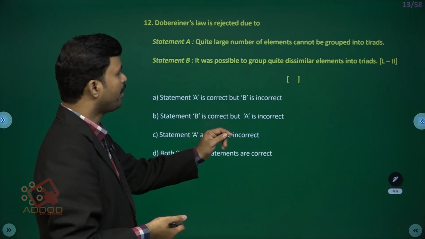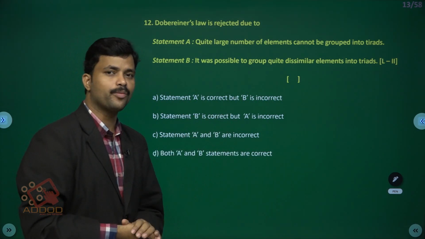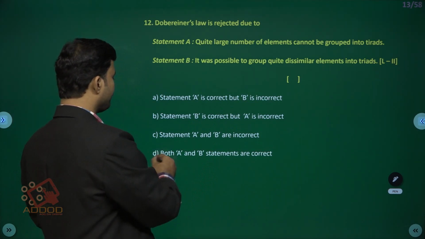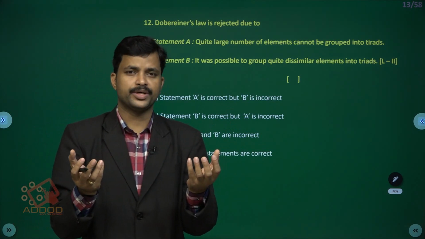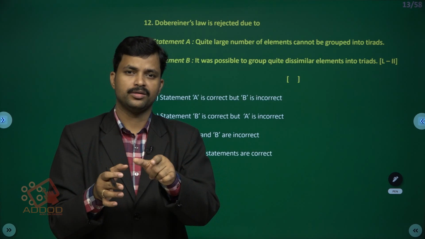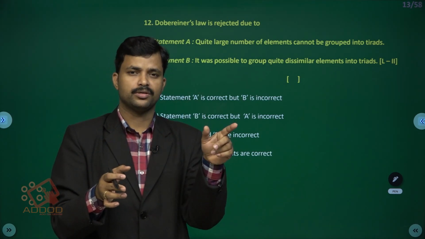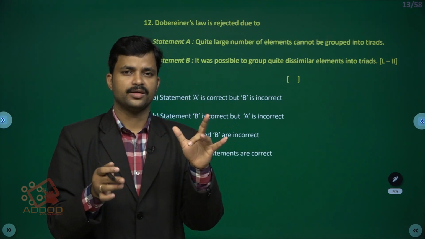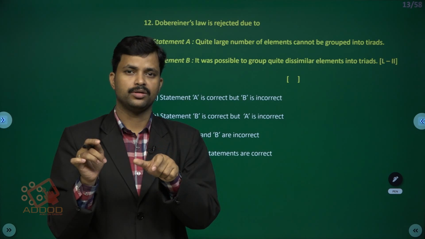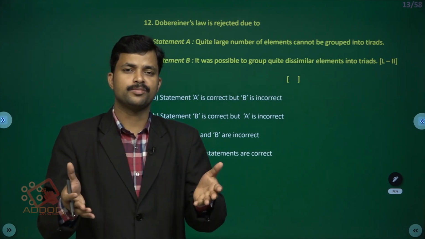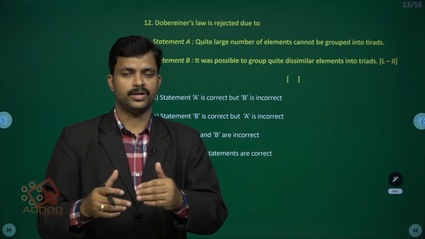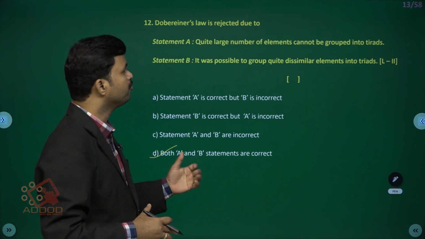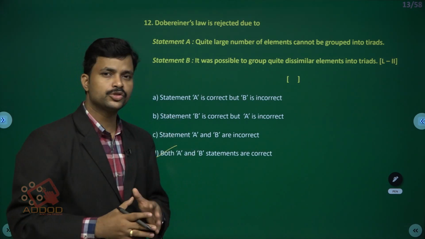It was possible to group quite dissimilar elements into a triad system, that's another drawback, right? So both are correct statements. Elements which have no similar properties can be grouped based on the principle of the A element and the C element. They don't have anything similar in properties. Take the average of A and C, we have the B element, but these A, B, C elements are not similar in properties. Principle valid, but properties are not valid. So statement A and statement B both are correct. Because of that reason, Dobereiner's law was rejected.